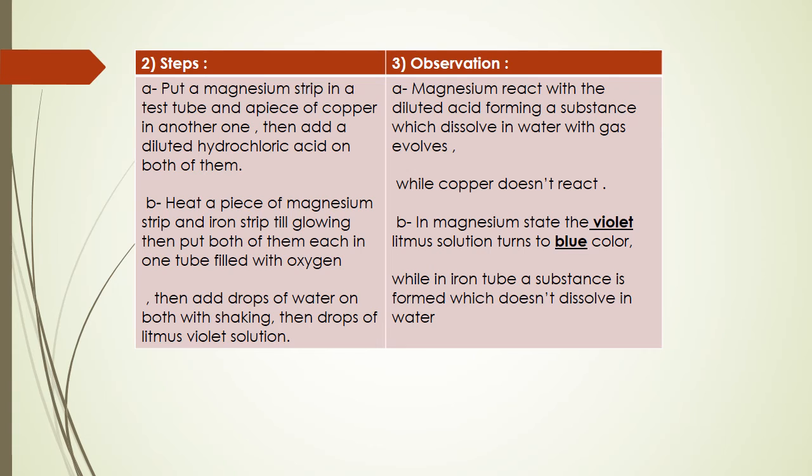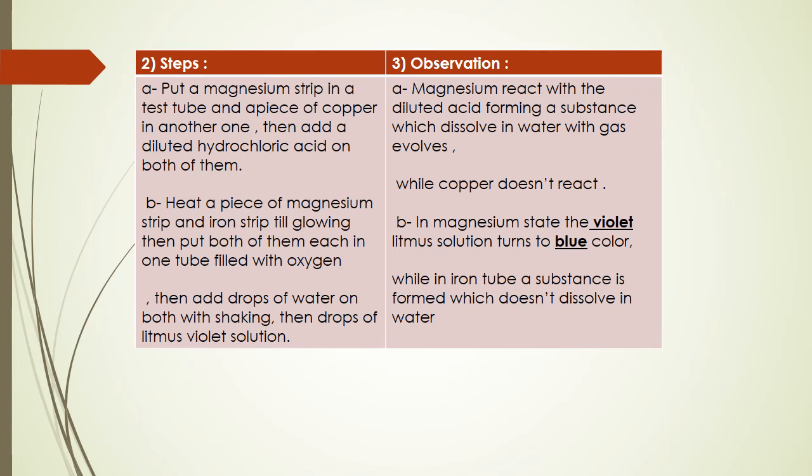We put magnesium in one tube and copper in another one, and pour hydrochloric acid into both of them. We note magnesium reacts with hydrochloric acid and hydrogen gas evolves in the form of bubbles. And copper doesn't react with hydrochloric acid, so hydrogen gas can't evolve.